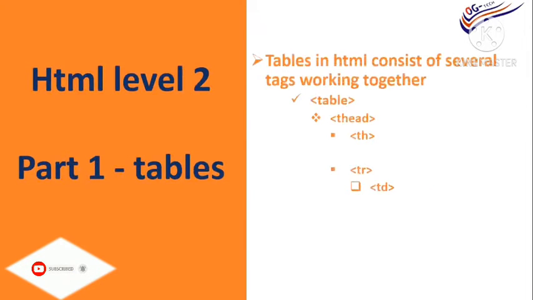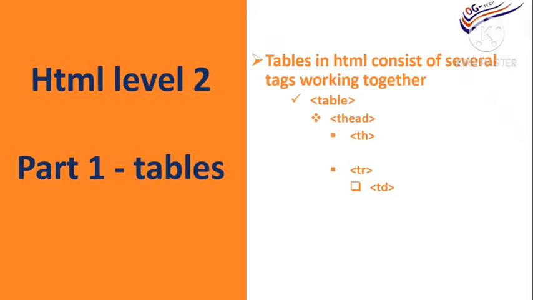Now, tables in HTML consist of several tags working together. Whenever I want to make use of tables, we declare the keyword table. That is to let HTML know that we want to make use of tables. Then we have the thead, which is the actual table head. We have the th, which are the headers in the thead. Then we have the tr, that's the table row, and the td, which is table data.